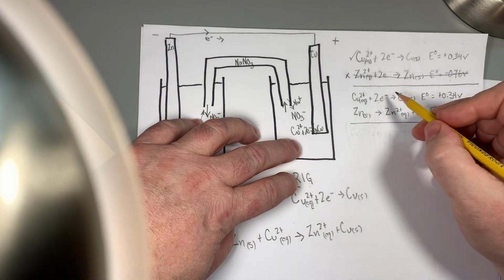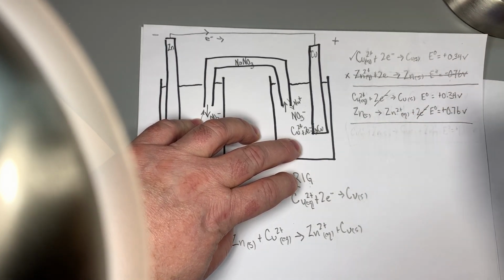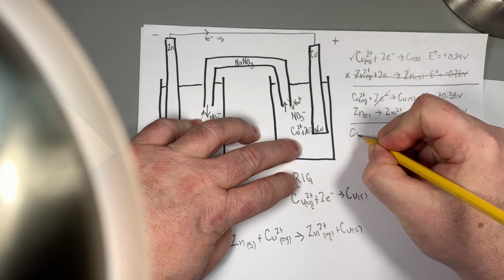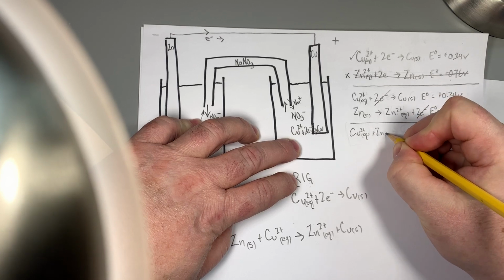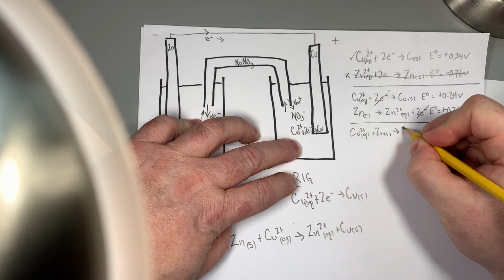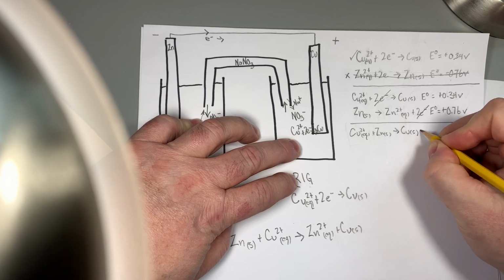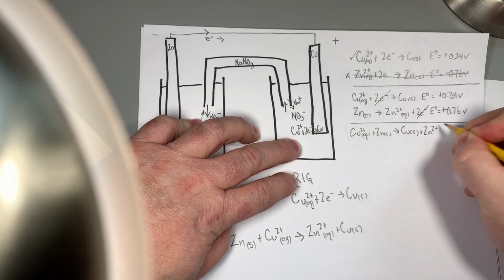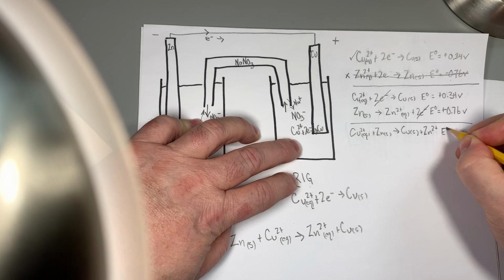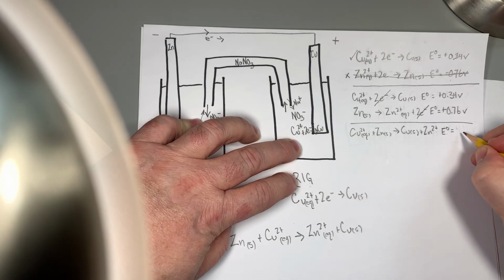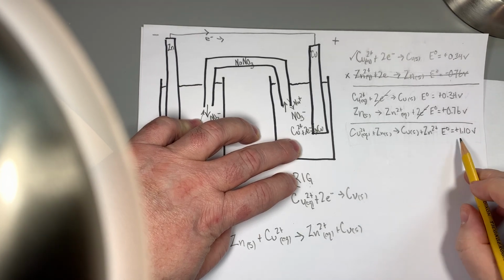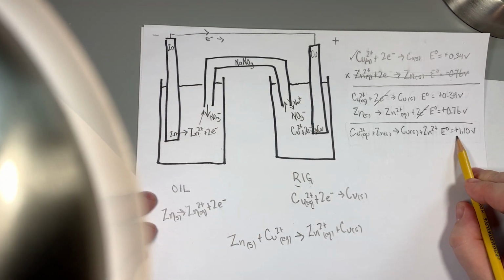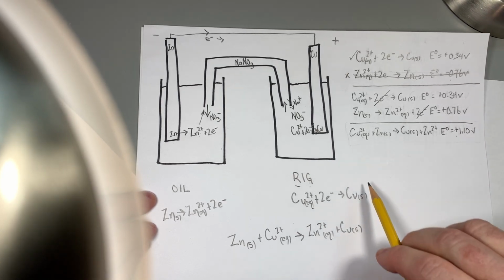So if I add together my two half reactions, the 2 electrons cancel. We have Cu2+ plus Zn solid will produce Cu solid plus Zn2+. And I add the potentials. E naught is equal to positive 1.10 volts. The positive voltage means we have a spontaneous reaction and an electrochemical cell, a cell that generates electricity.